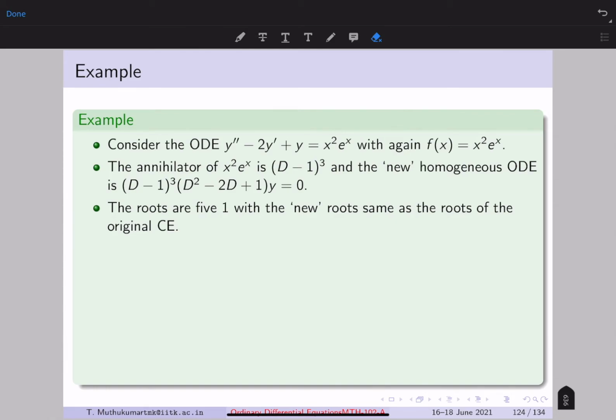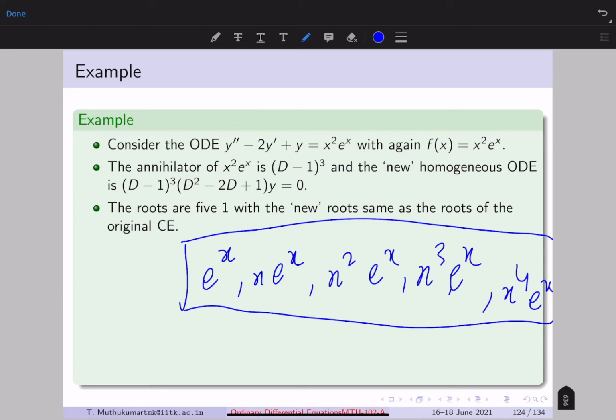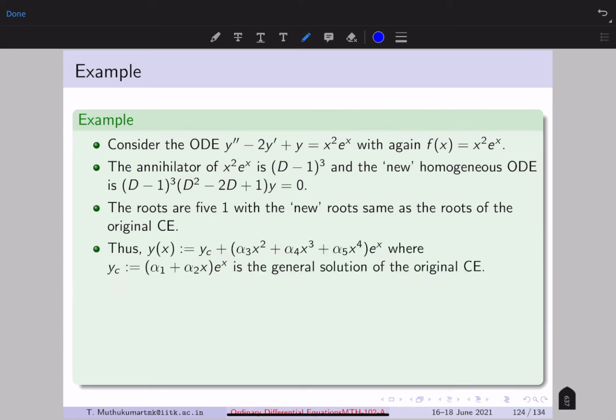So you should have e power x, but 5 of them. So now you do x e power x, x square e power x, x cube e power x, 1, 2, 3, 4, 5. So this is the choice. These are the linearly independent functions that you should choose. So that's what we have done here.